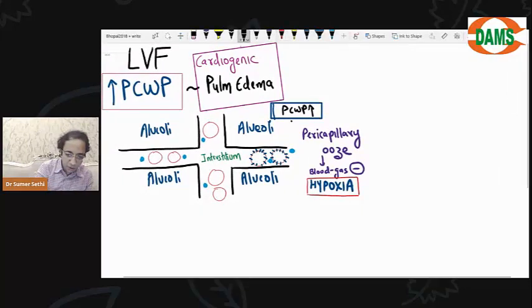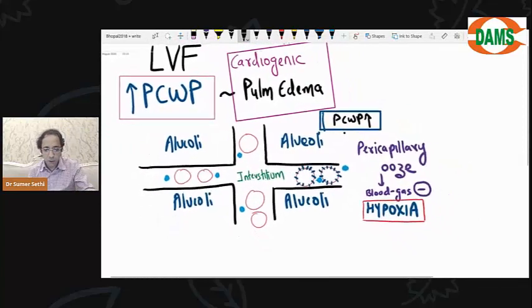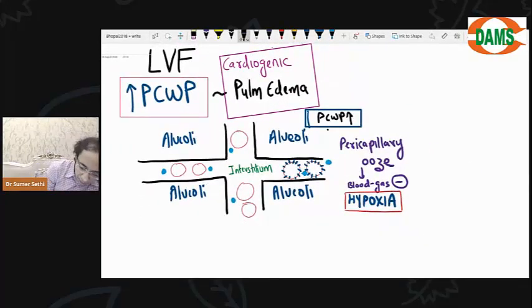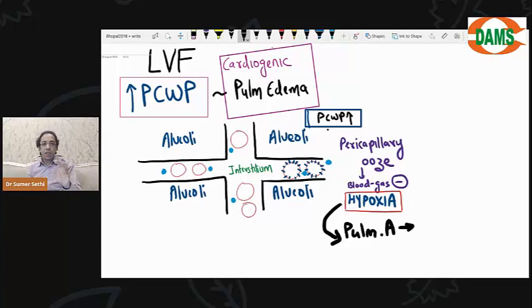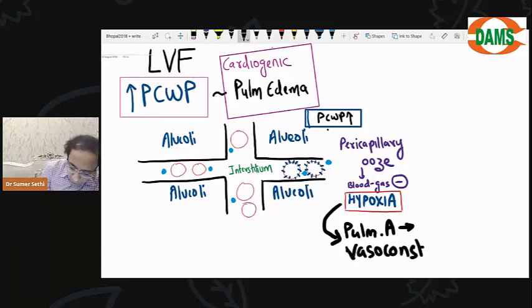Yes, beta, listen to me. Otherwise, you will keep mugging up. Even when you become a resident, in first year PG, you will be mugging up. Try and understand. If you have hypoxia in the lung, what will happen to the pulmonary arterioles? The pulmonary arterioles undergo vasoconstriction.